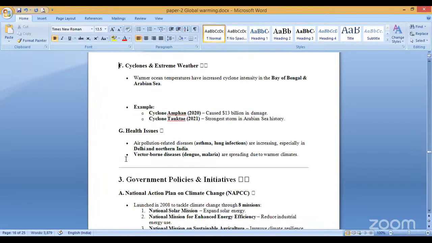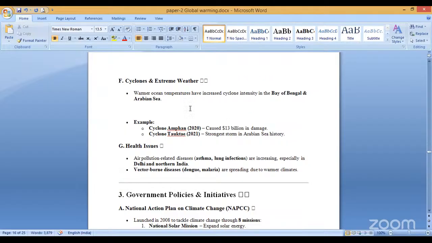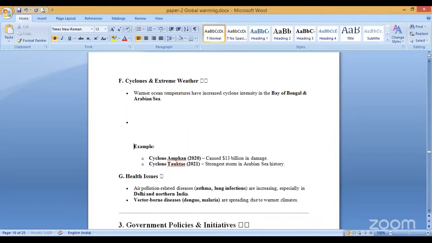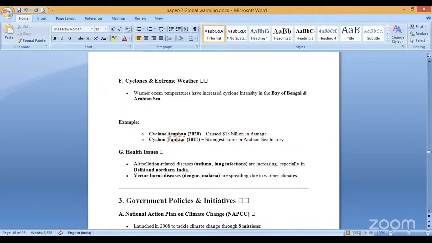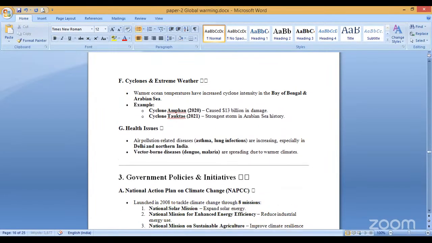Then coming to the next one, cyclones and extreme weather. Warmer ocean temperatures have increased the cyclone intensity in the Bay of Bengal and the Arabian Sea. Example, Cyclone Amphan in 2020 caused 13 million in damage. Cyclone Hector in 2021 was the strongest in the Arabian Sea.